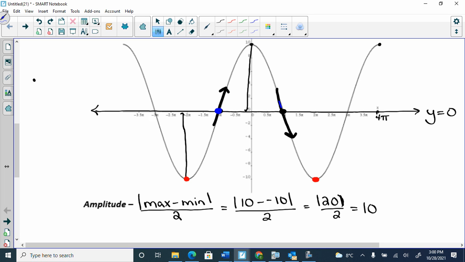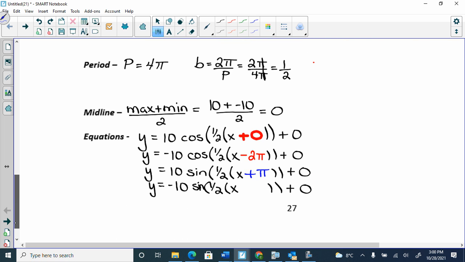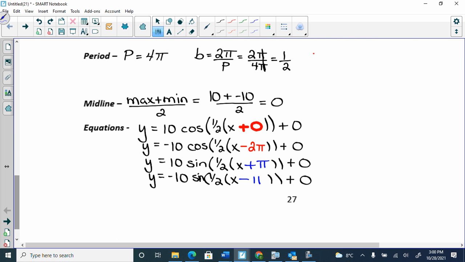Now this one's going down, but it's where it intersects. Where's it at? Pi to the right. So I'm going to subtract pi for the which sign? The negative sign. If you draw the midline and the closest intersections to the y-axis, this is not bad, I promise you. Okay? So let's go to the next one.